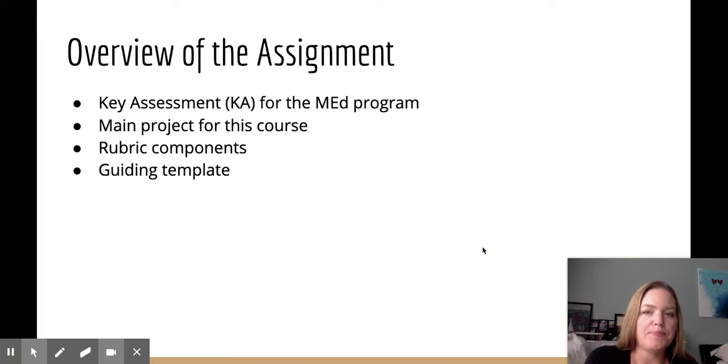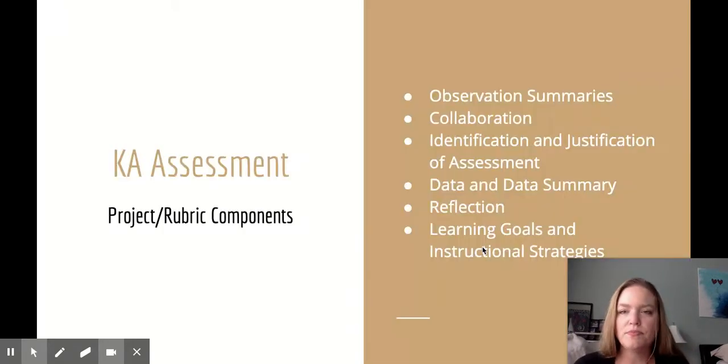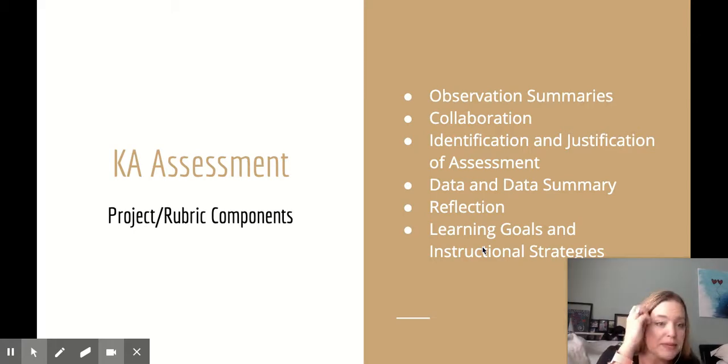So it is the main project for this course. It is where you apply the information you're learning throughout this assessment course. I'm also going to talk through the rubric components to make sure that you all understand the focus of the assignment itself, and then highlight the guiding template I made for you. So first of all, let's break down the assessment assignment itself.